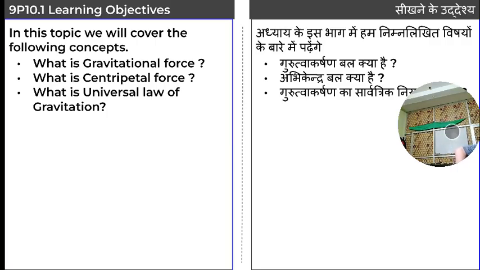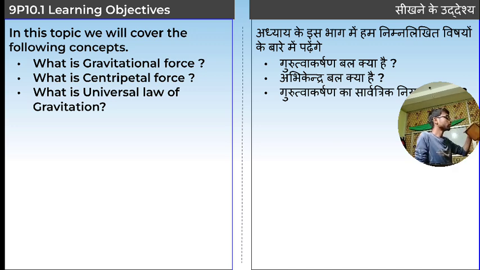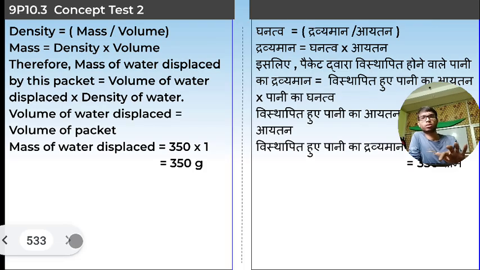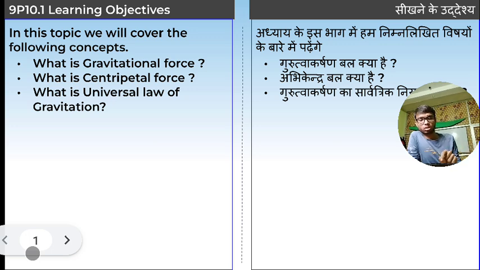We selected this chapter of ninth standard. We will explore it. In this, we will see what is the gravitational force, then what is the centripetal force, then what is the universal law of gravitation. In details, we will be exploring. We have this many slides. Let's begin.